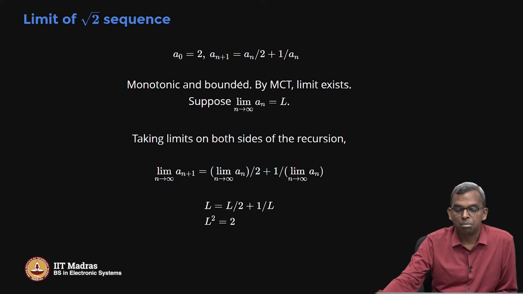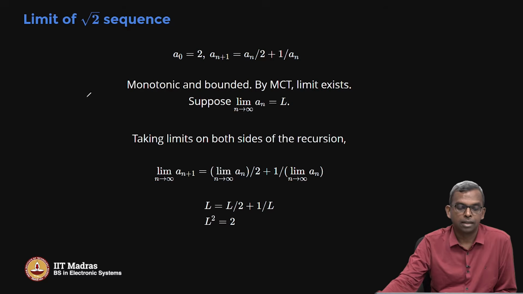Now I'm going to claim, without proof, that this is monotonic and bounded. This is very important. I'm going to claim it is monotonic and bounded. I believe this is what's going to happen if you put 2 here: 2, then 1 plus 0.5, so it's 1.5.